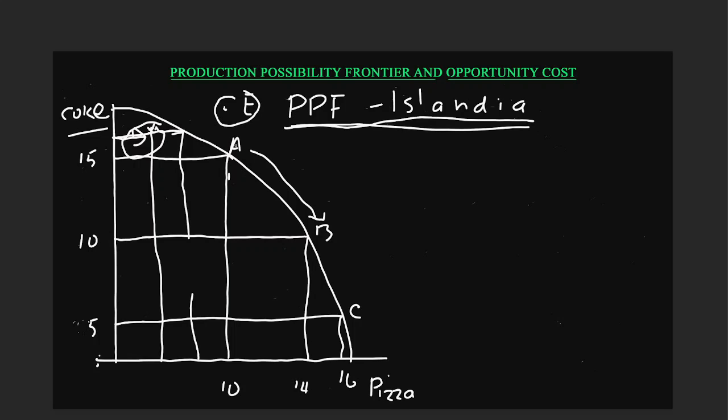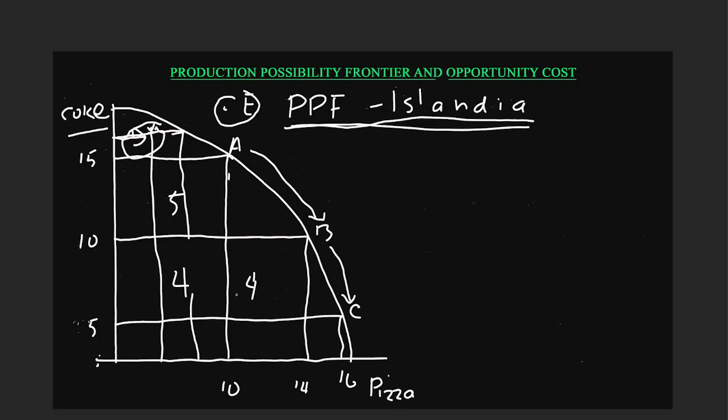Let's say they move from point A to B, they give up 5 units of Coca-Cola. How many units of pizza do they get? From point A to B, the pizza was 10, now it's 14, so they get 4 units. So they give up 5 units of Coca-Cola, they get 4 units of pizza. Let's say at point B, they are again not satisfied. They say they want more pizza, and in order to do that, they need to give up more Coke. So they move from point B to point C. How much Coca-Cola do they give up? They give up 4.